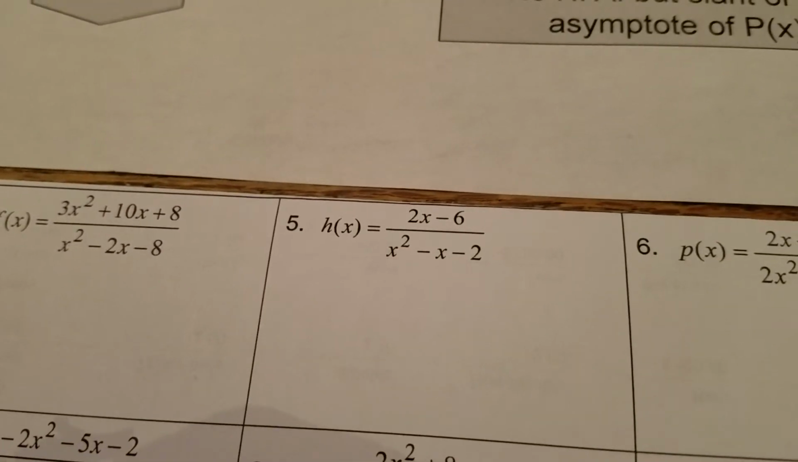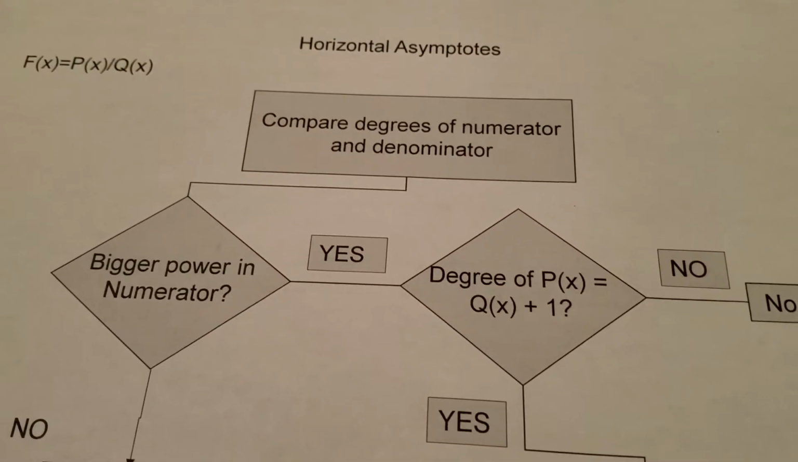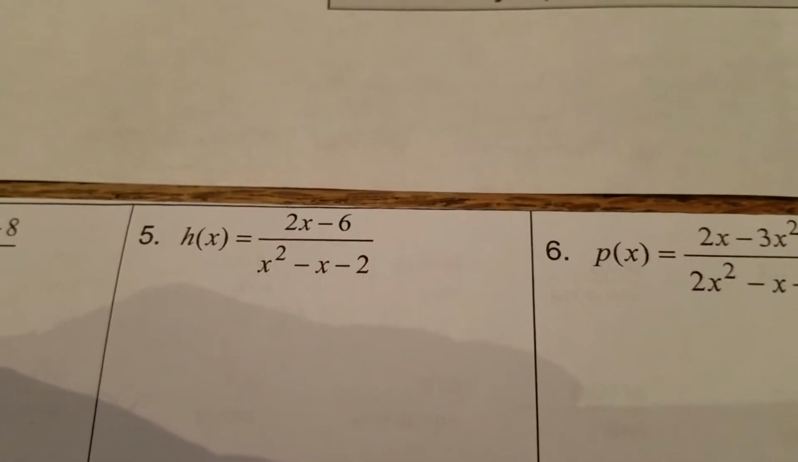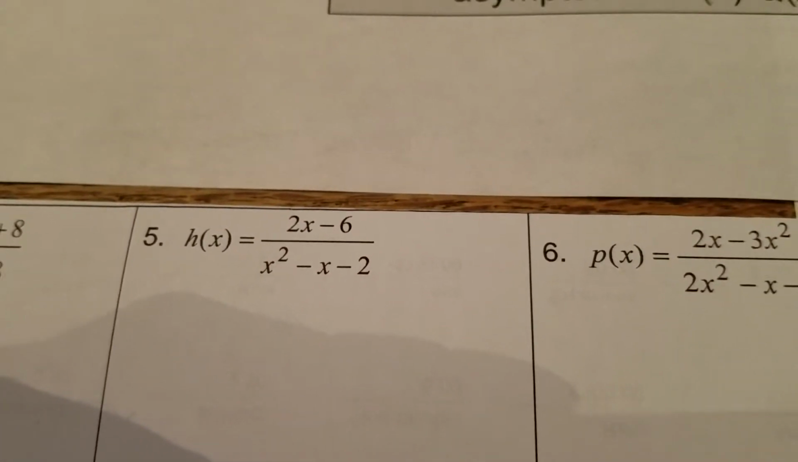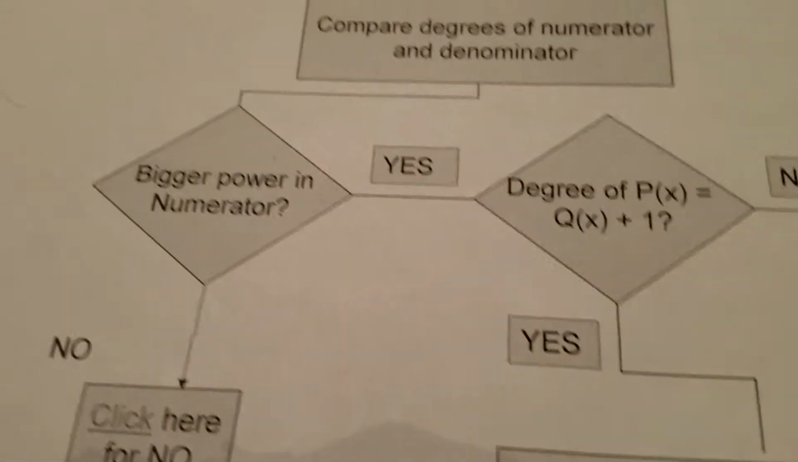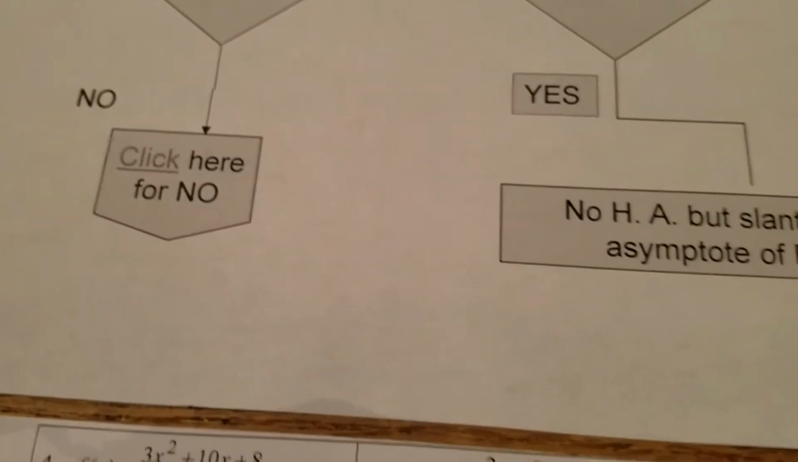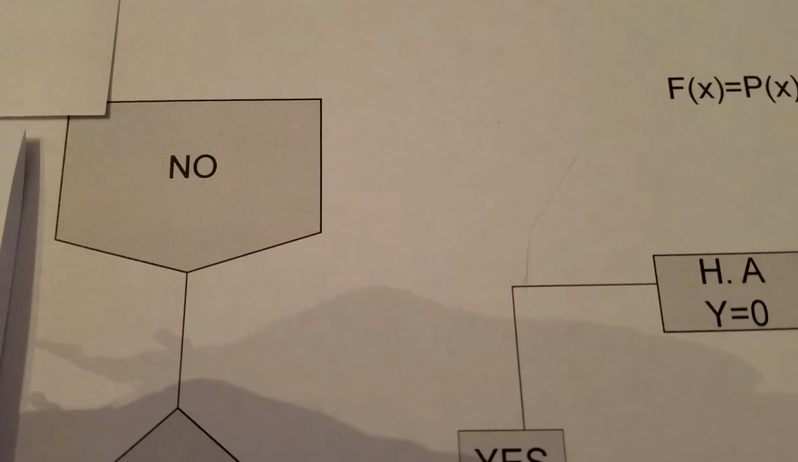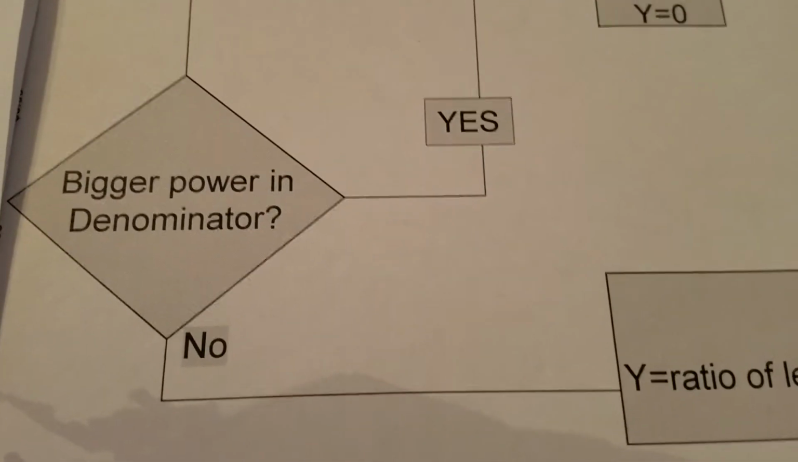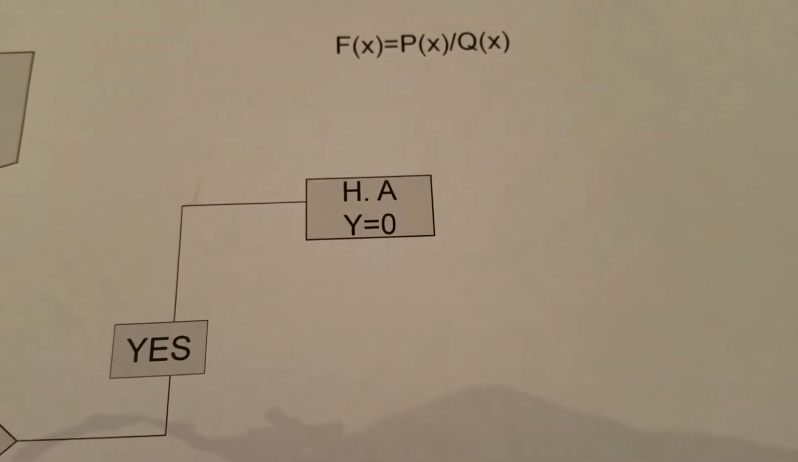Let's try its neighbor. Start at the top, compare the degrees of numerator and denominator. That's x to the first upstairs, x to the second downstairs. 1 versus 2. Is the bigger power in the numerator? That's no. I click here for no. I go to my no connection. Is the bigger power in the denominator? Yes, it is. The horizontal asymptote here is y equals 0.